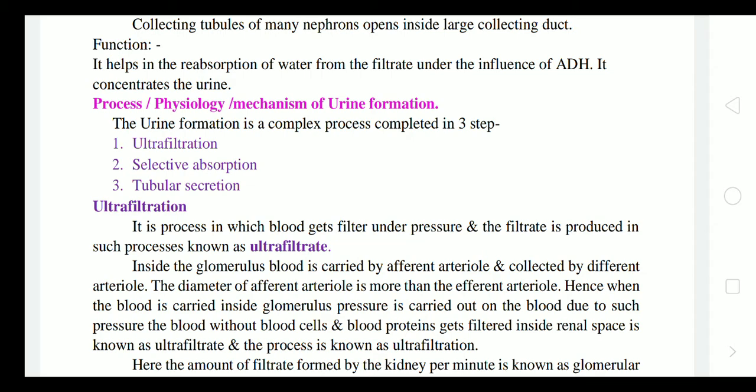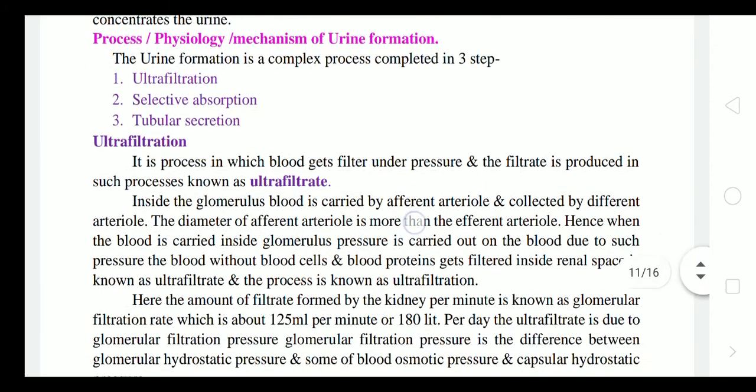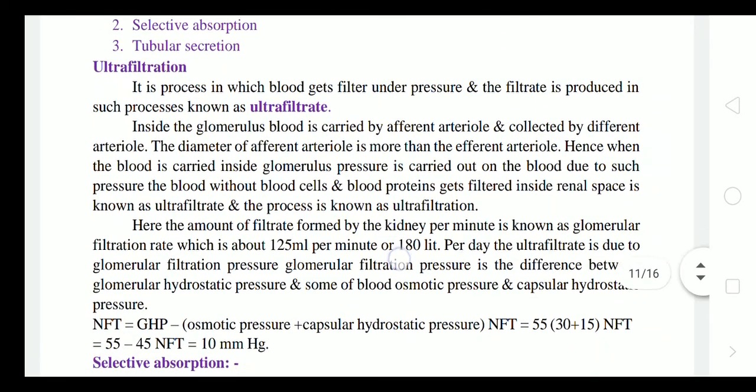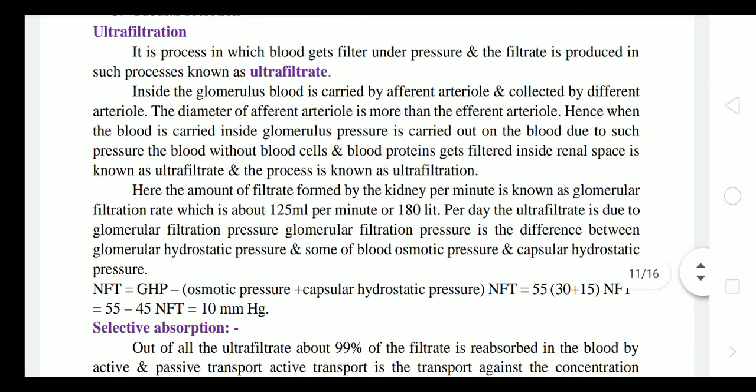Physiology or mechanism of urine formation. Urine formation is a complex process completed in 3 steps: ultrafiltration, selective reabsorption, and tubular secretion. First one, ultrafiltration. It is a process in which blood gets filtered under pressure and the filtrate is produced. That means water with so many salts, the filtrate produced in this process, is known as ultrafiltrate.